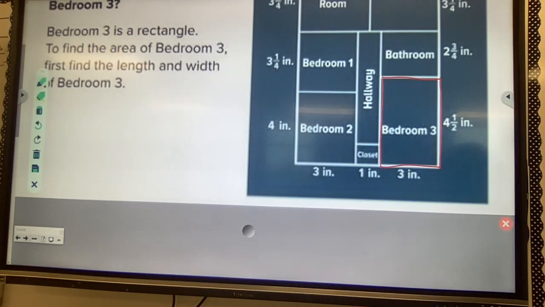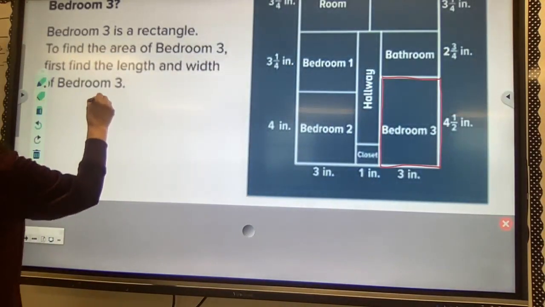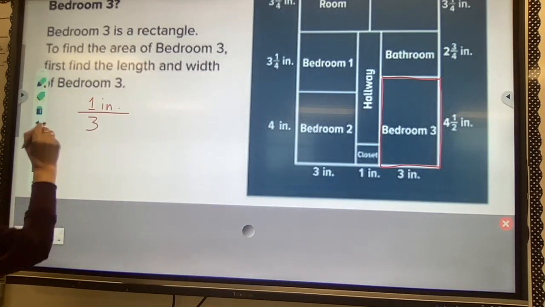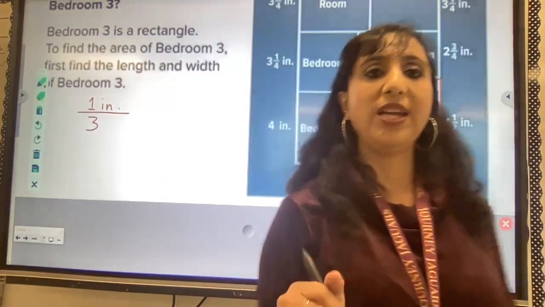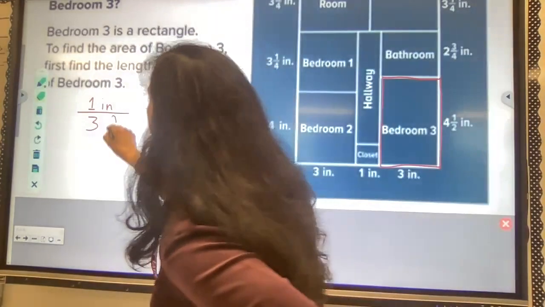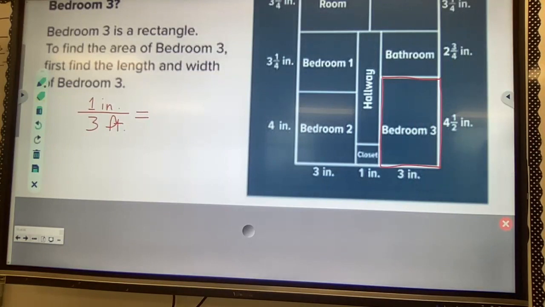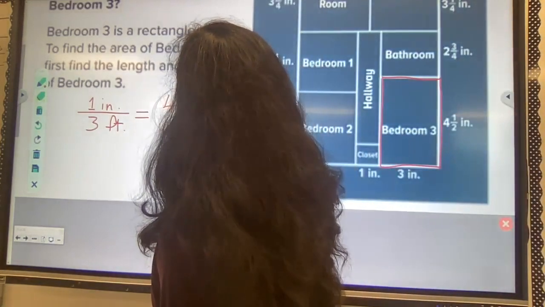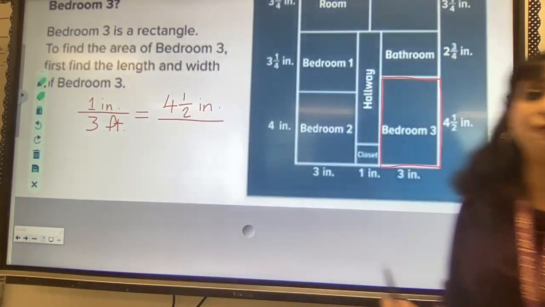So to find the actual length, what do I do? First, I say that 1 inch is 3 feet. That's the measurement that was provided earlier, the scale. Now when I look at the length and the width, I'm going to try to find the length of this, and the length is how much? 4.5. Okay, so 4.5 inches is equal to how many feet?